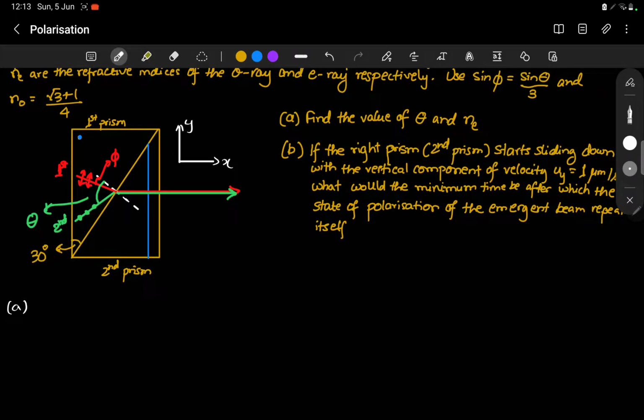Let us look at the first part. The first ray that we have drawn in red is propagating as an O ray in the first prism, and it will be an E ray in the second prism.